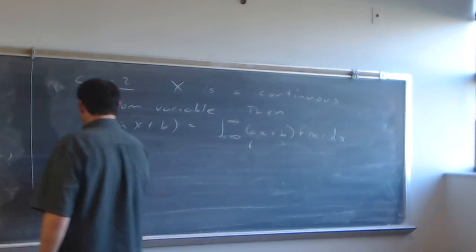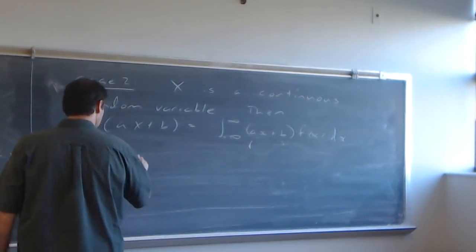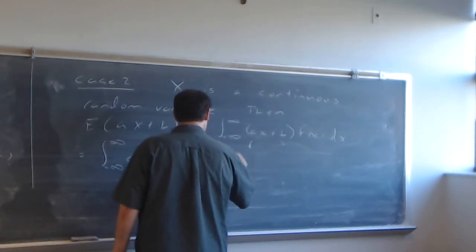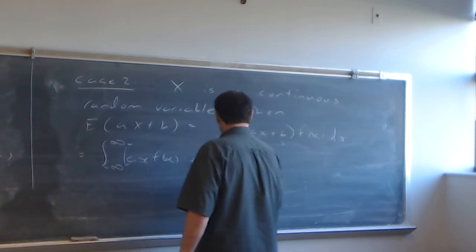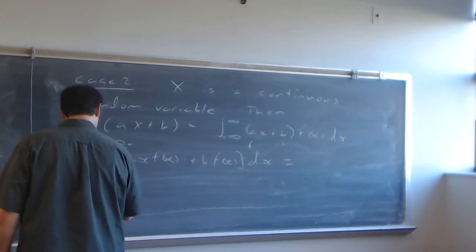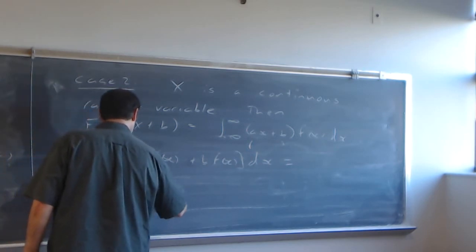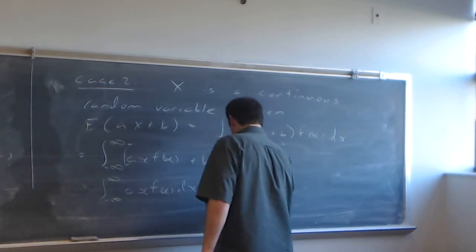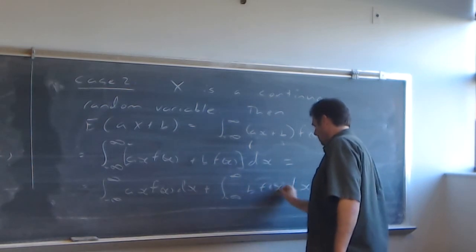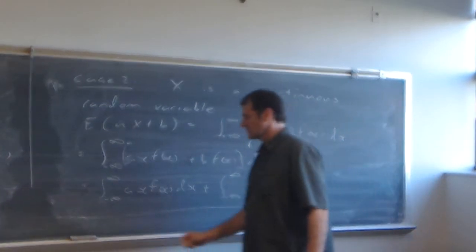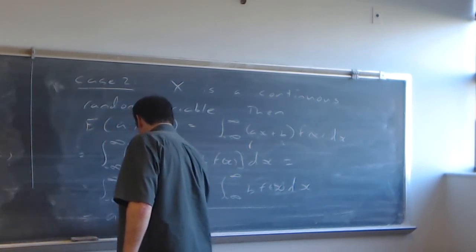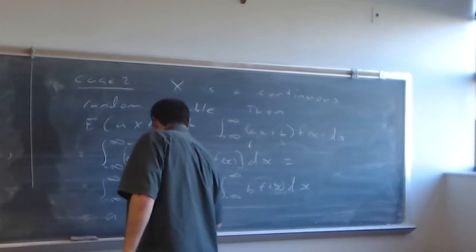Again, I'll distribute the f of x as the integral from minus infinity to infinity of ax times f of x plus b times f of x dx, which we will split up into two integrals. So it's the integral from minus infinity to infinity of a times x f of x dx plus the integral from minus infinity to infinity of b times f of x dx. I can pull out the a. I've got the integral from minus infinity to infinity of x times f of x dx.